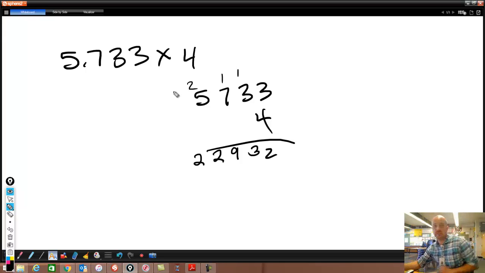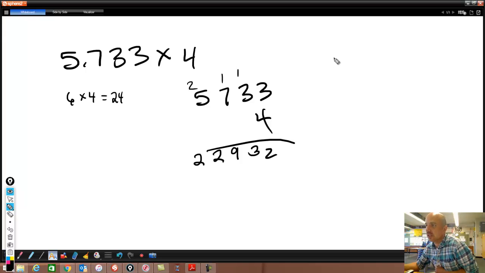Okay, there's several different ways that you could go about explaining. One, you could just multiply your whole numbers. Round this 5 and 7/10. You can round it up to 6, and 6 multiplied by 4 gives me a product of 24.